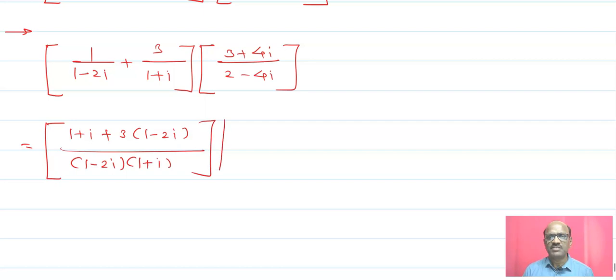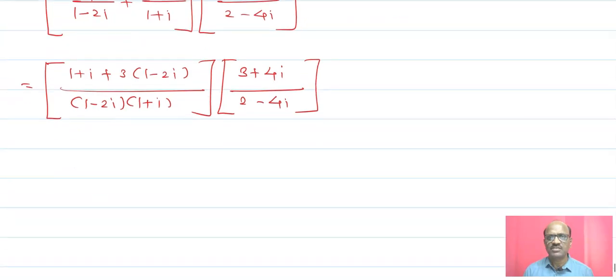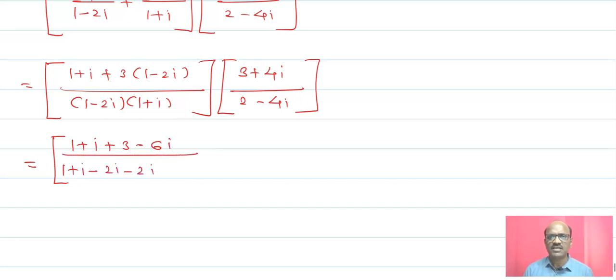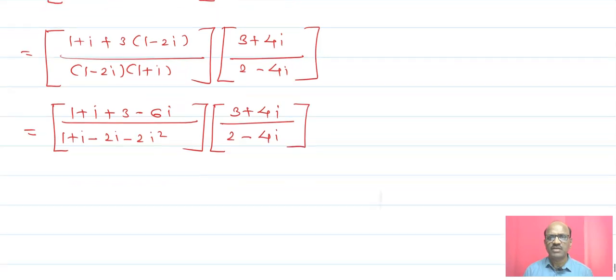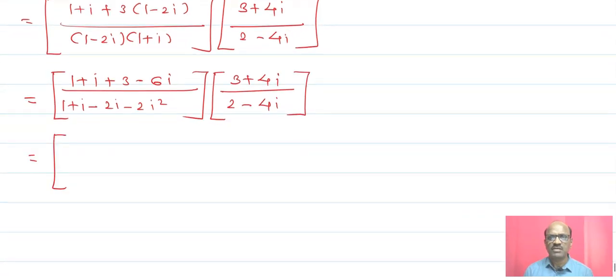That is 1 plus i plus 3 in bracket 1 minus 2i, and the multiplication of these two terms, 1 minus 2i into 1 plus i. Normal multiplication is there. That is 1 plus i plus 3 minus 6i, 1 plus i minus 2i square, 3 plus 4i, 2 minus 4i. And overall you will get 4 minus 5i.